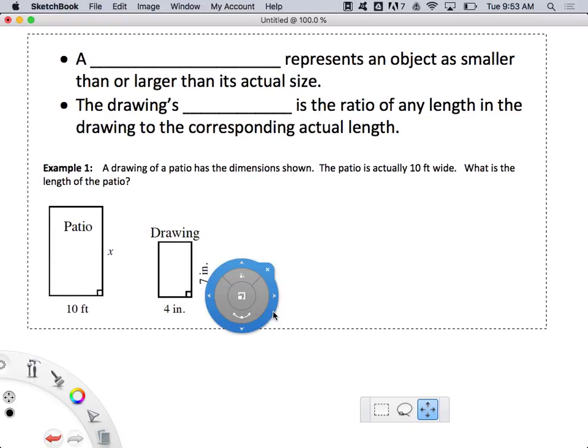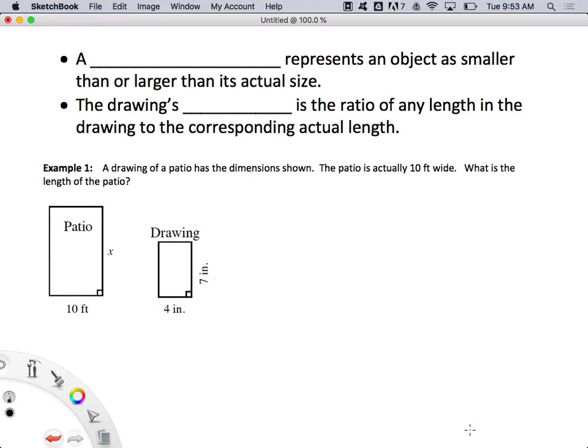Okay. A scale drawing represents an object as smaller than or larger than its actual size. Okay? So let's take a look. Don't worry about this blank. A drawing's scale is the ratio of any length in the drawing to the corresponding actual length.